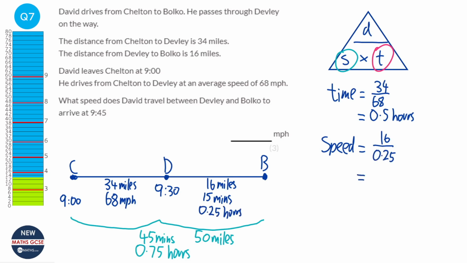And so what we can do here is times top 1 by 4 to get rid of the fraction. So it becomes 64 over 1, or just 64 miles per hour. So our answer is 64 miles per hour. So our sequence, our nth term, is 20 times n plus 6.